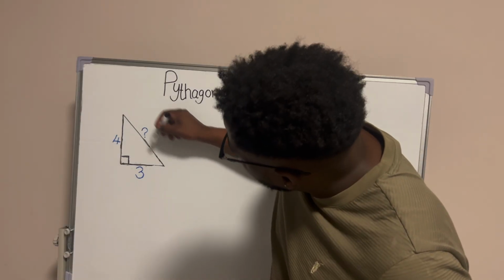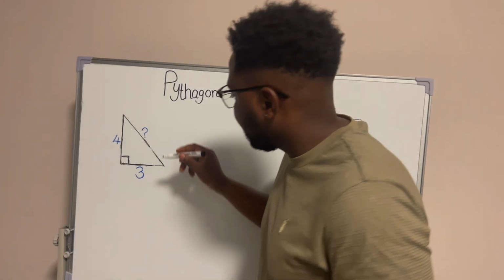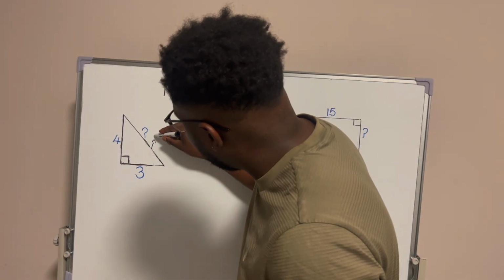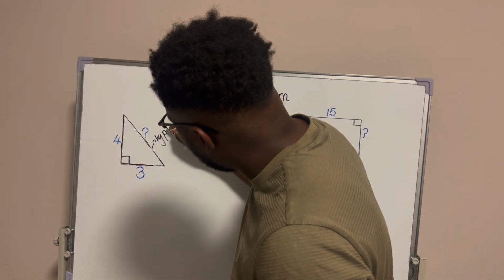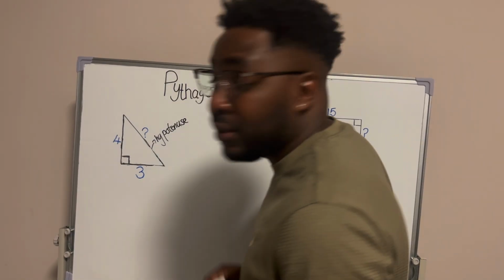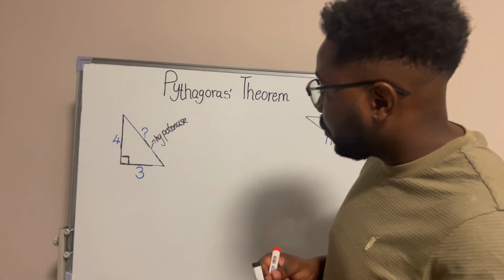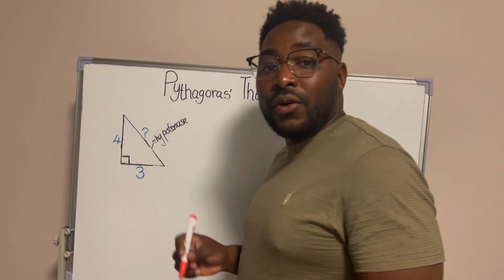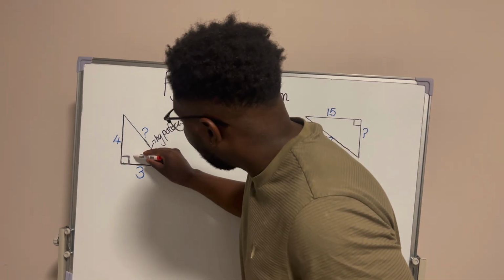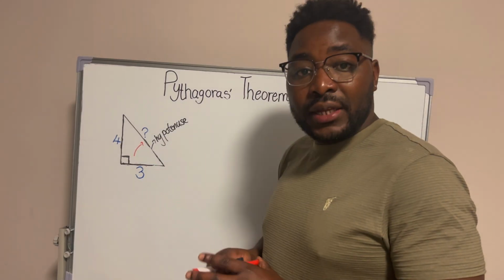So the longest part in a right triangle is the hypotenuse. So I'll just label that over there as hypotenuse. Yes, and the hypotenuse is opposite to the right angle over here. Yes, the hypotenuse is opposite to the right angle.